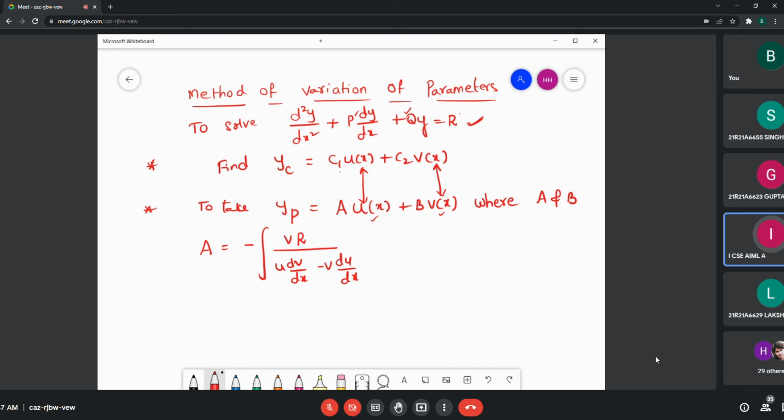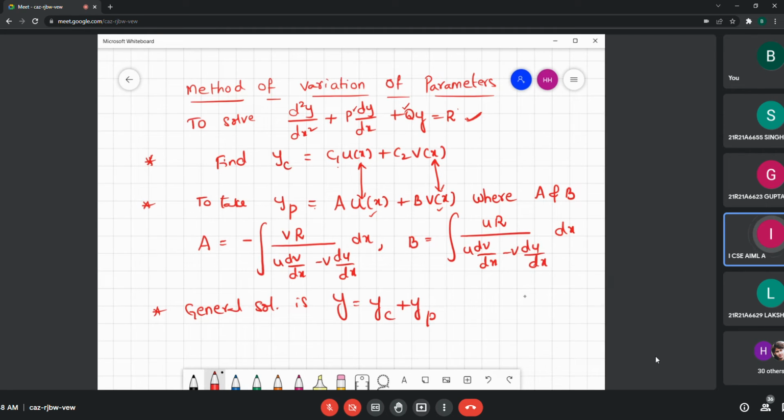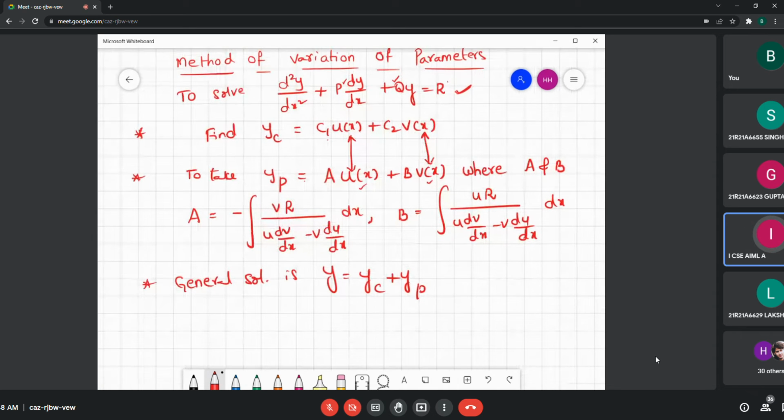This denominator we call the Wronskian. B is equal to the integral of u into R divided by u into dv/dx minus v into du/dx, into dx. After getting the A and B values, substitute them in yp, A into u of x plus B into v of x. That is the yp of the given differential equation. Finally, write the general solution: y is equal to yc plus yp. These are the steps we follow in the method of variation of parameters.